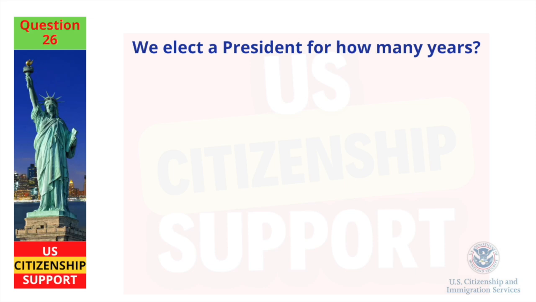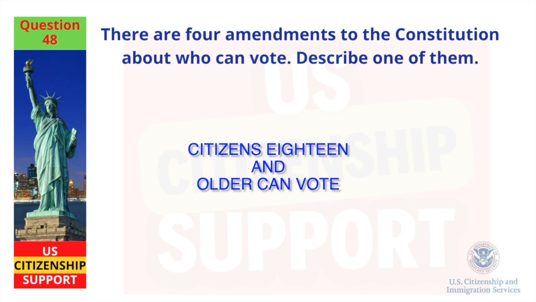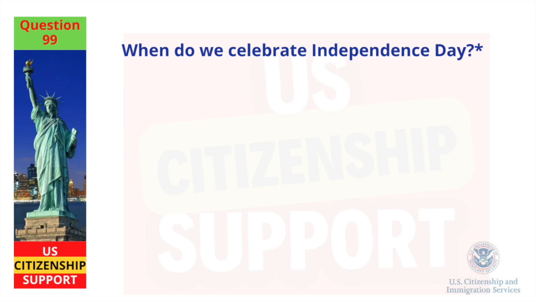We elect a president for how many years? 4. There are 4 amendments to the Constitution about who can vote. Describe one of them. Citizens 18 and older can vote. When do we celebrate Independence Day? July 4.